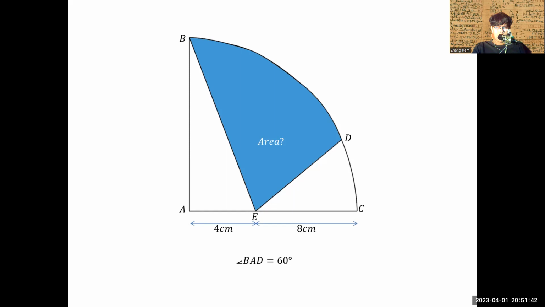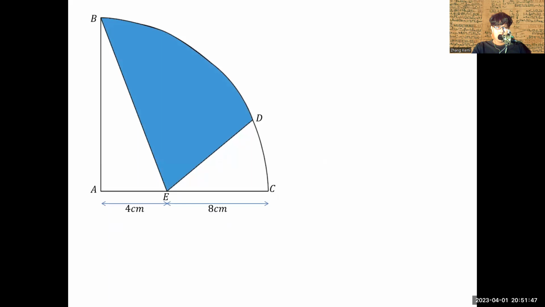Now, this is how I solve this question. I bring this diagram over to this slide. First of all, since ABC is a quadrant, and you're given that AE and EC are 4 cm and 8 cm respectively, AC itself is the radius of the quadrant. Thus, the length AB is also 12 cm, because this is the radius as well.